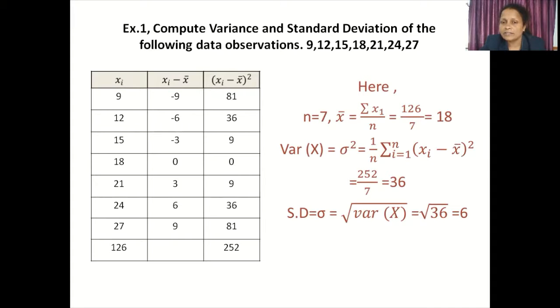So make this correction: summation xi upon n, and this summation xi, here we take this summation, it is 126. So 126 upon 7, this becomes 18.